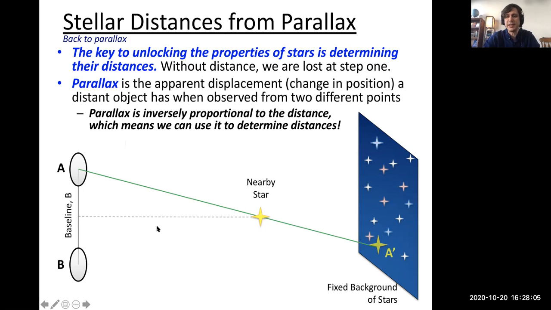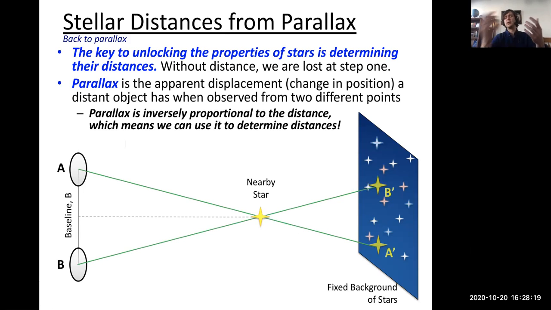Then we wait 6 months and we take another observation from point B, and now it looks like the star is over here. It has an apparent shift. It looks like it's hanging out with different stars. And we can measure how much it shifted by using our angular measurements. So we can measure this angle, how much it shifted. Half an arc second, a tenth of an arc second, a thousandth of an arc second. Very hard to measure, but we can measure it. The stars are really, really far away, so this angle is incredibly small, less than an arc second.